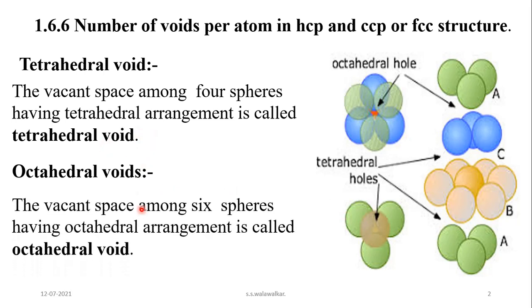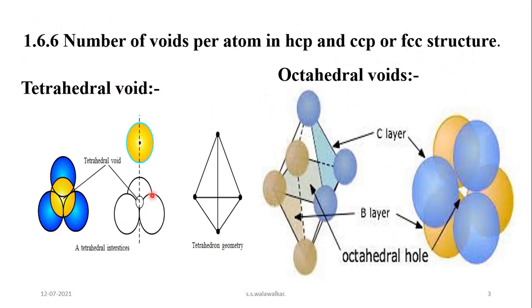And the vacant space which is surrounded by six spheres having octahedral arrangement around it is called an octahedral void. So suppose these are the three spheres of the lower layer and these are the three spheres of the upper layer. See here, like this. Then the empty space that is surrounded by these six spheres is called an octahedral void. Now see here how the tetrahedral void is formed.